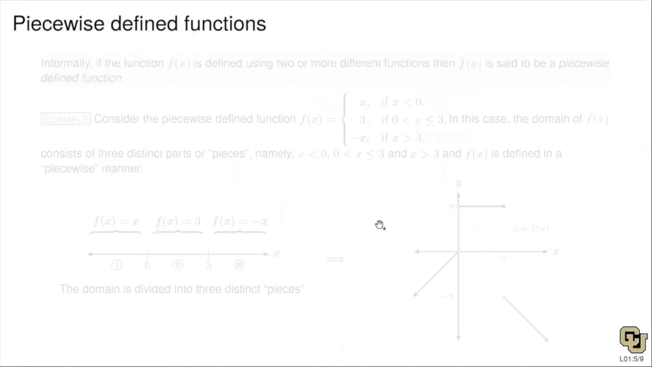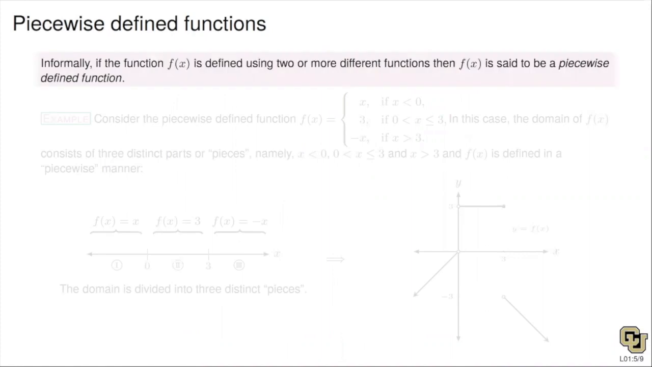One very important type of function I want to talk about is called a piecewise defined function. And so here, if we define a function f of x using two or more different other functions, then that's known as a piecewise defined function. Basically, we're sampling different functions to create a new function, right, like they do in the hip and the hop.